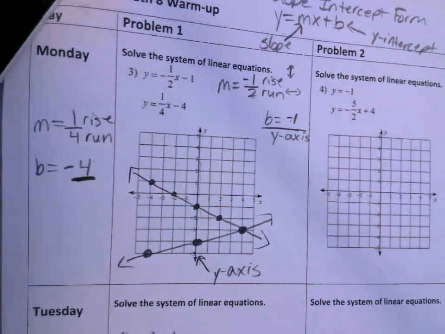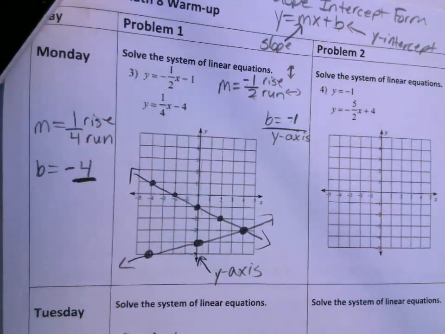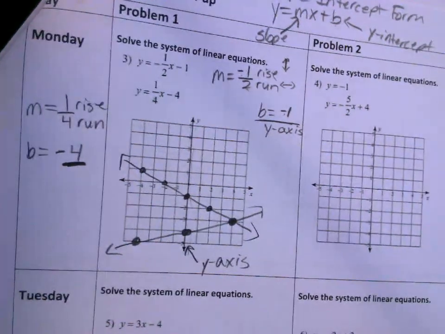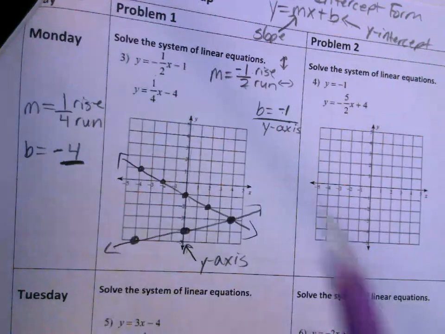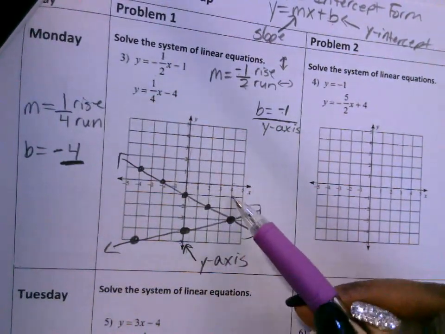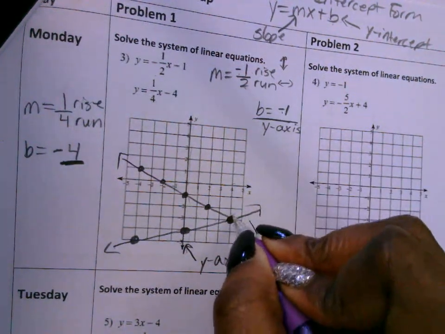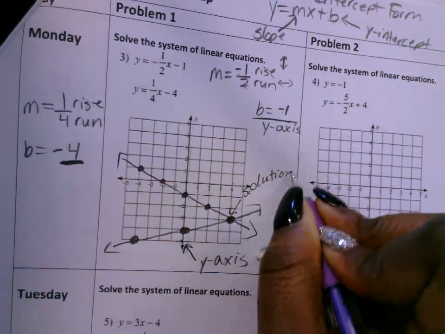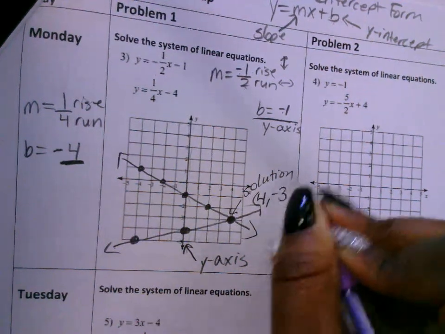Where do the lines cross each other? Where do they cross? What's that ordered pair? 1, 2, 3, 4, negative 3. So this is the solution right here. Where they cross is positive 4 and negative 3.